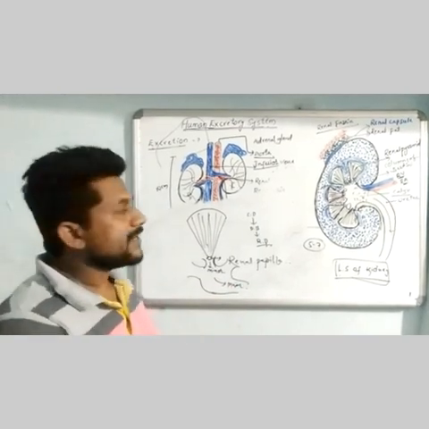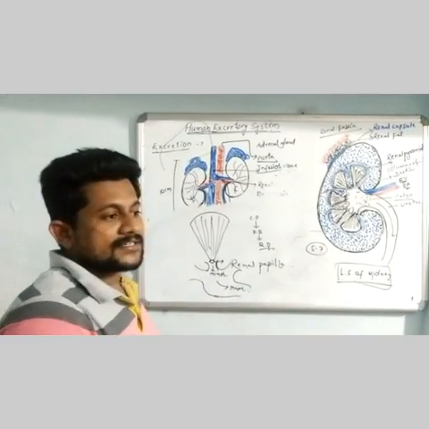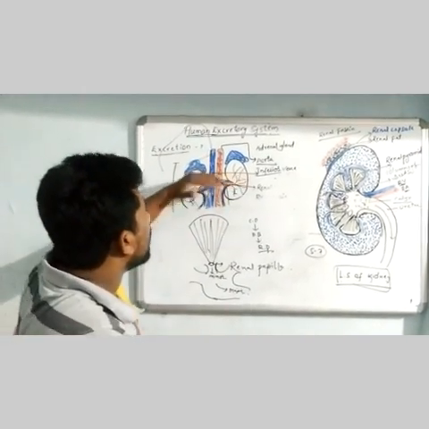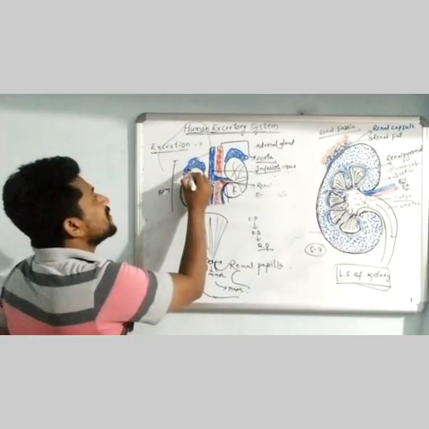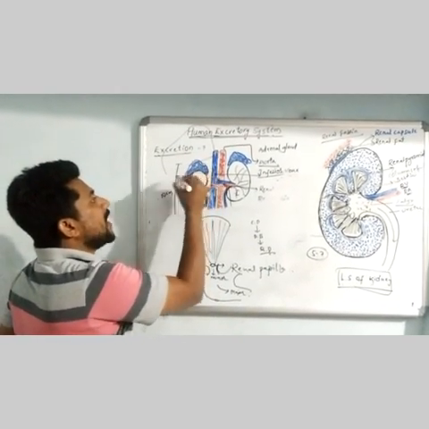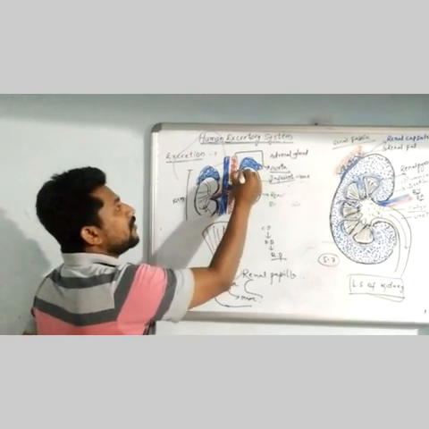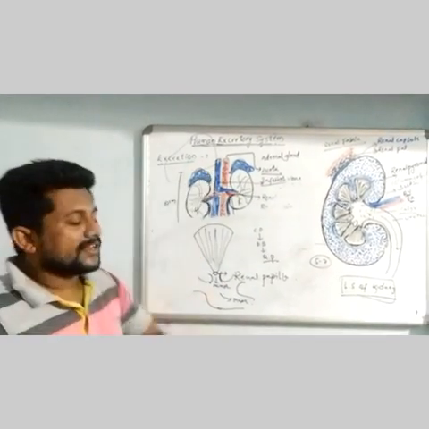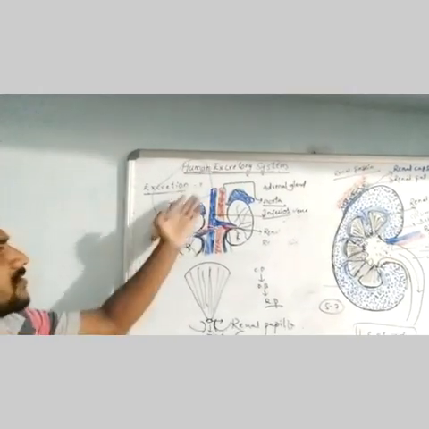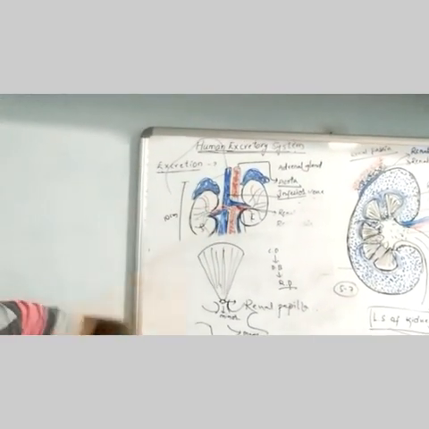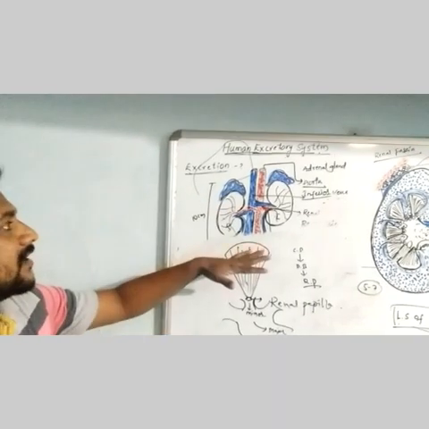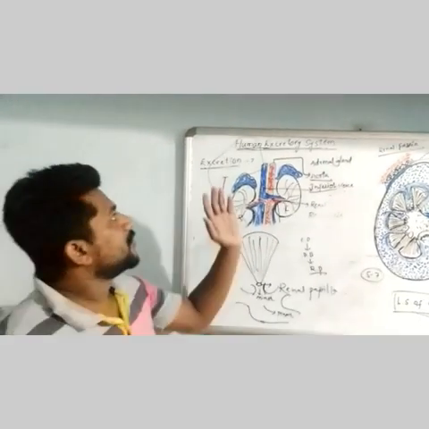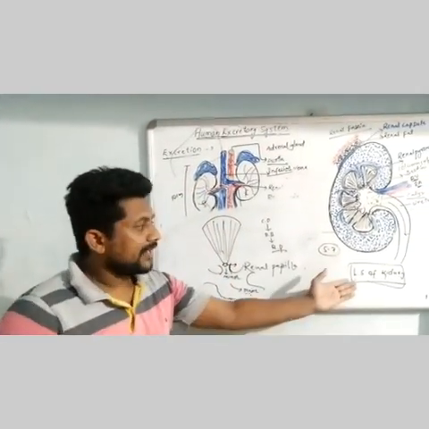And one more thing here: above our kidneys there are two adrenal glands located on each kidney. The function of these adrenal glands is that they are endocrine glands. Okay, so these are the details of the human excretory system and LS of kidney.